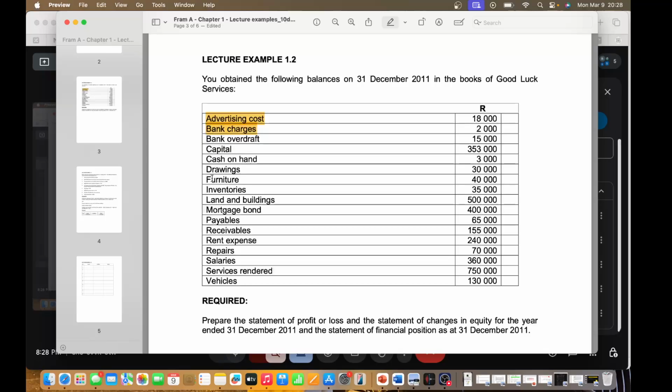And then our furniture, inventory, and land and buildings are all our assets, so we'd leave them blank.